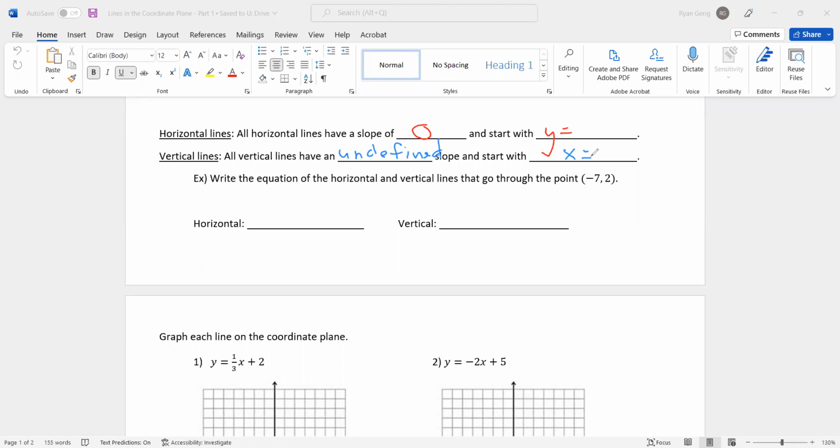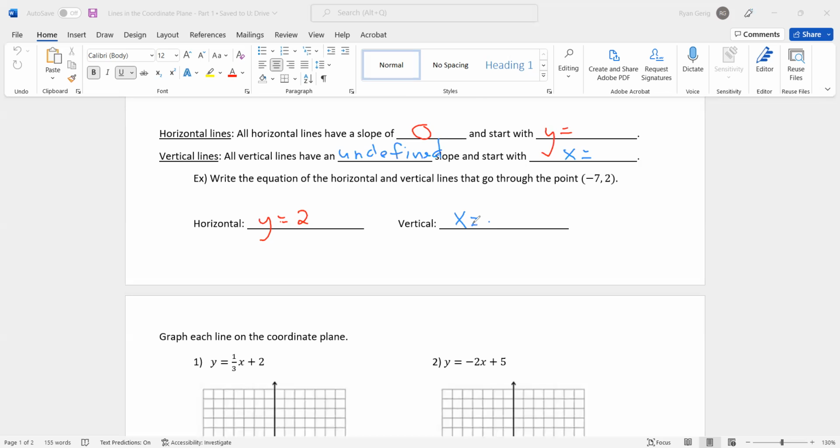So, example: write the equation of the horizontal and the vertical line that goes through the point (-7, 2). Okay, so the horizontal line, if you understand that it starts with y equals, well, what does y equal at that point? Well, y equals 2. There you go. It's the horizontal line that goes through that point. Very similar with a vertical line, it starts with x equals.